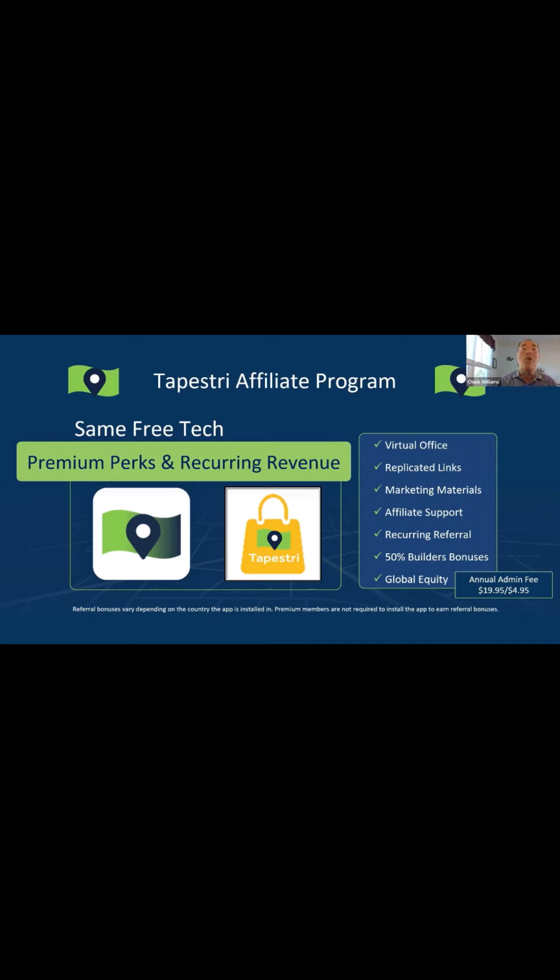I mean, if you realize all the things you get when you're an affiliate, you'll see the virtual office there, the replicated links, marketing materials, affiliate support, recurring referral bonuses. That's a big one. So let me explain that one for just a minute. As a customer, when you refer another customer, just like Danny described, you get that one-time referral bonus. And it's different depending on where your customer is located around the world. I'll explain that in just a few minutes when I show you the different geos that we service. But as an affiliate, it's recurring residual income. So you don't only get paid one time like our customers do, you get paid every month for that referral.